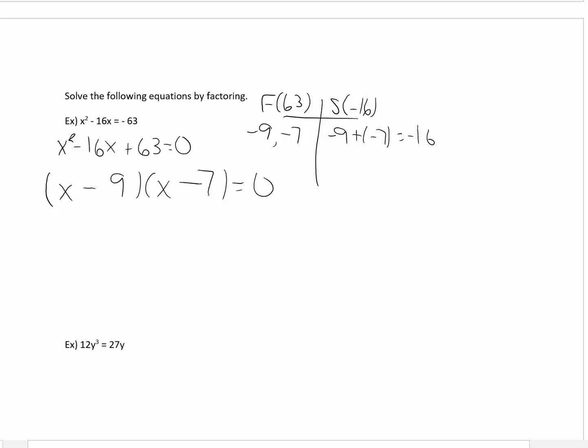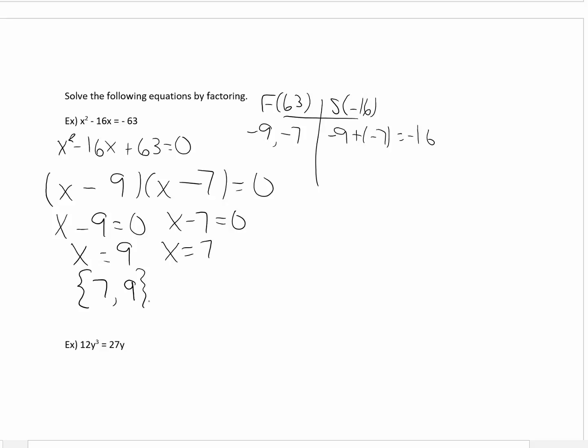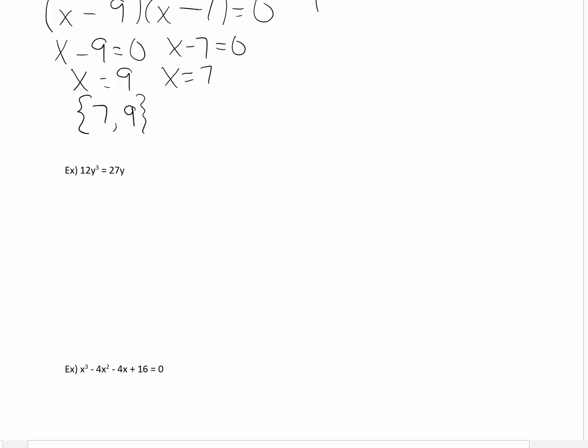Set each factor that contains a variable equal to 0. And we get 9 and 7. So the solution set here is 7 and 9. And you can go back on your own to verify that 7 is a solution to this equation and 9 is a solution to this equation also. Okay, let's take a look at the next example then.